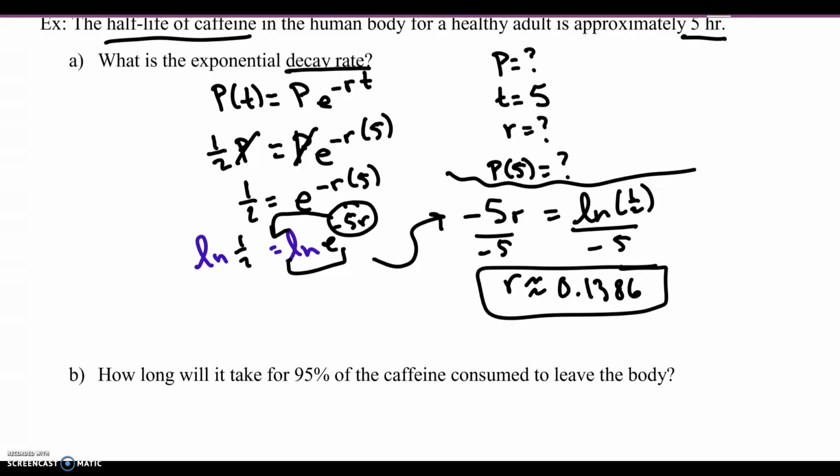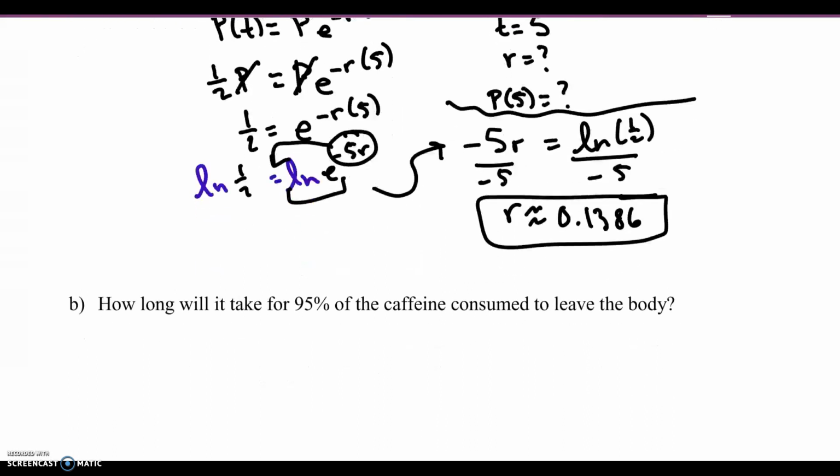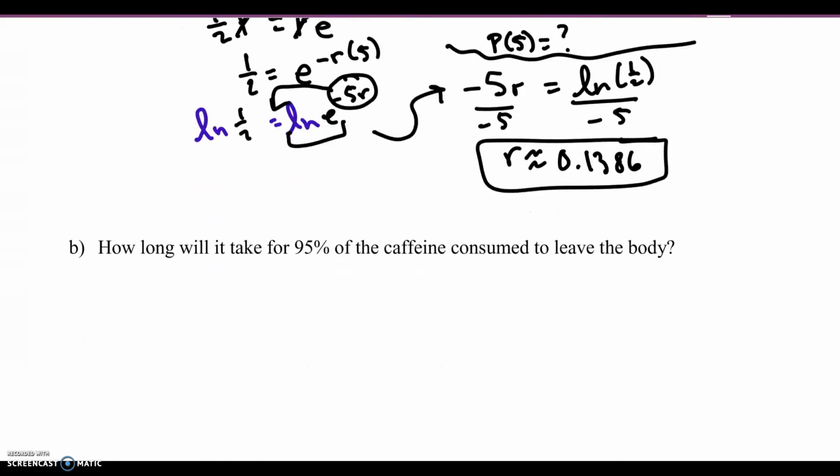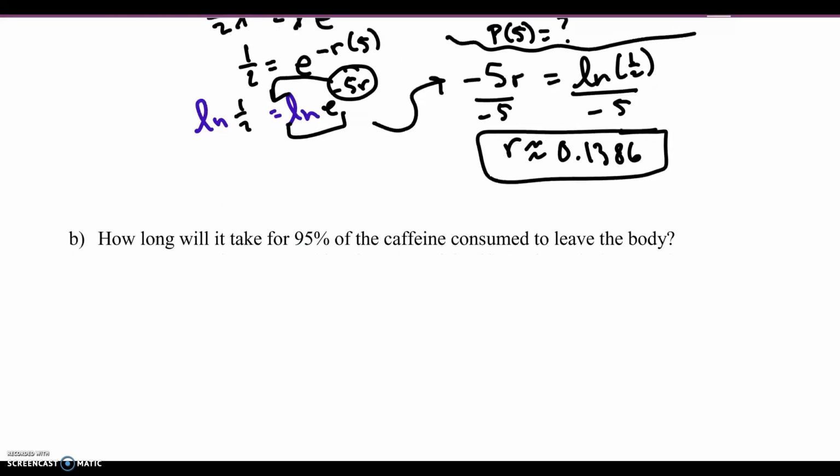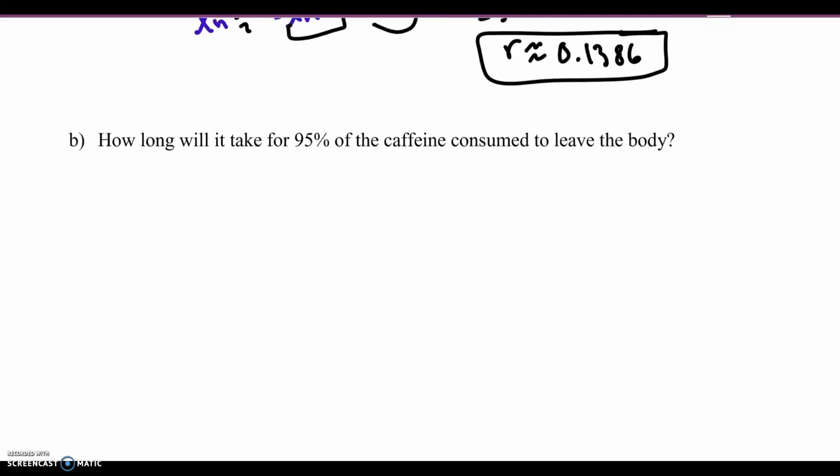Now for the next part, how long will it take for 95% of the caffeine consumed to leave the body? I'm still going to use my same formula, P of t is equal to P e to the negative RT. Now I know what my rate is, 0.1386. I do know what my half-life is, but that's not really relevant here, because we're not looking for half of it. Now we're looking for 95% of it.